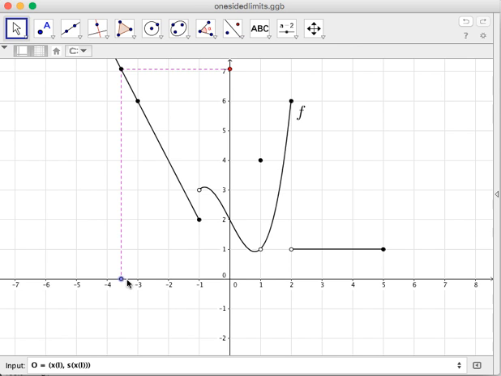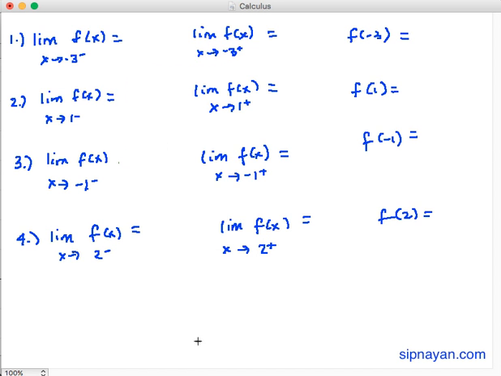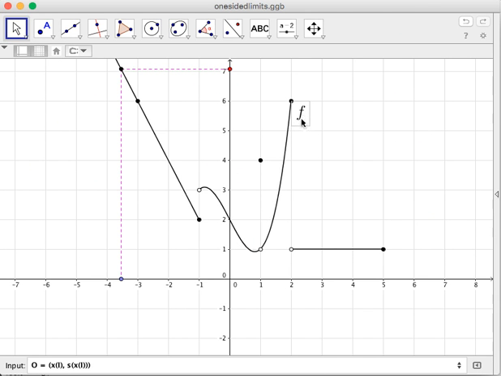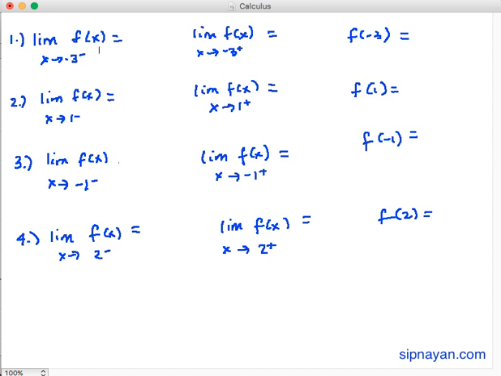And then the limit of the function as x approaches negative 3 from the left, ay ganito naman. Ang pangalan ng function pala natin dito is f, kaya siya f of x. So the limit of f of x as x approaches negative 3 from the left, saka the limit of f of x as x approaches negative 3 from the right.